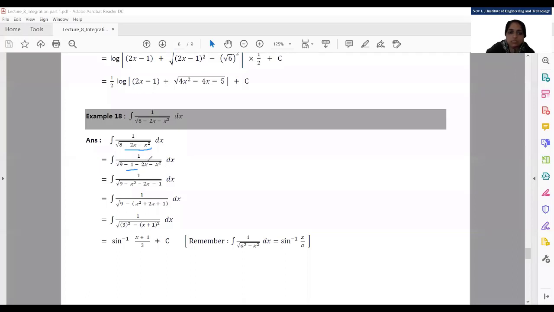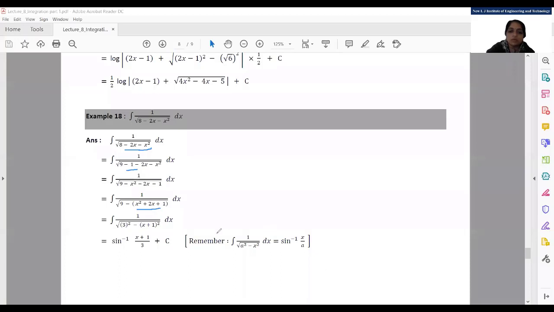Now I rearrange this term: 9 minus x squared minus 2x minus 1. If I keep a bracket over here, the remaining sign will be changed. So 9 minus, in the bracket, x squared plus 2x plus 1, this will be the perfect square, that is x plus 1 whole square, here 3 square. So 1 upon under root 3 square minus x plus 1 whole square. For this case, we are going to apply integration of 1 upon under root a square minus x square, that is sine inverse x by a. In this case, our x is x plus 1 and a is 3. So the answer is sine inverse of x plus 1 by 3 plus c.